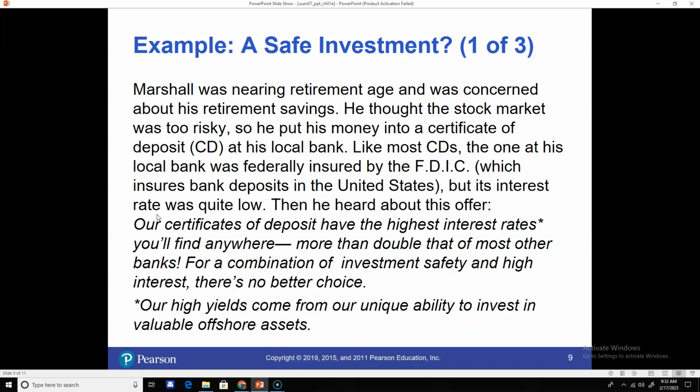Our certificates of deposit have the highest interest rates. You got an asterisk there, so they always talk about reading the fine print. Our high yield counts come from our unique ability to invest in valuable offshore assets. Okay, you'll find anywhere more than double than most other banks for a combination of investment safety and high interest. There's no better choice. So his local bank is FDIC insured.